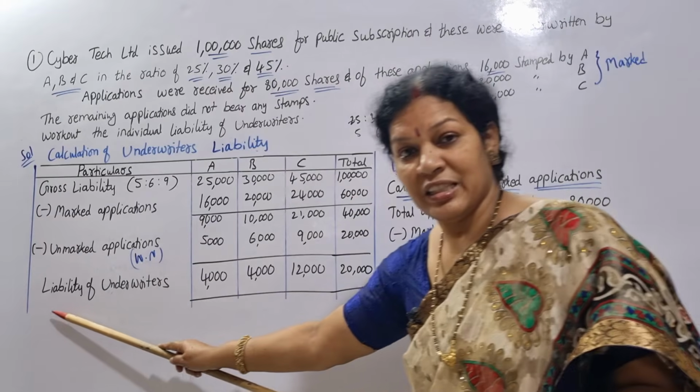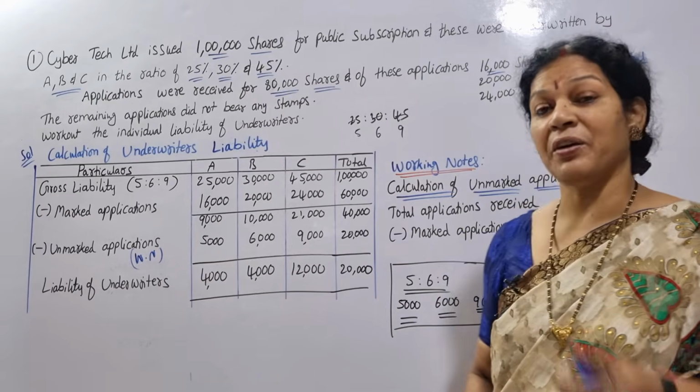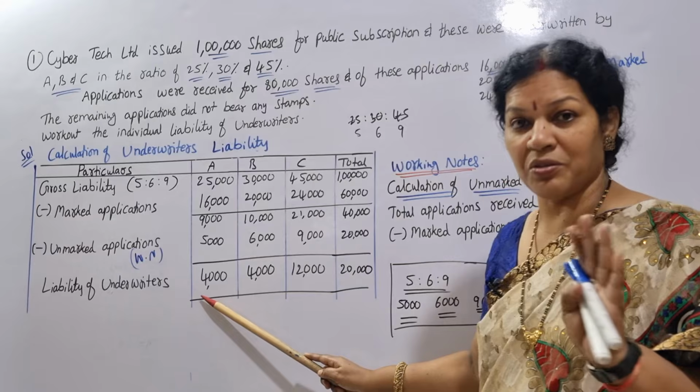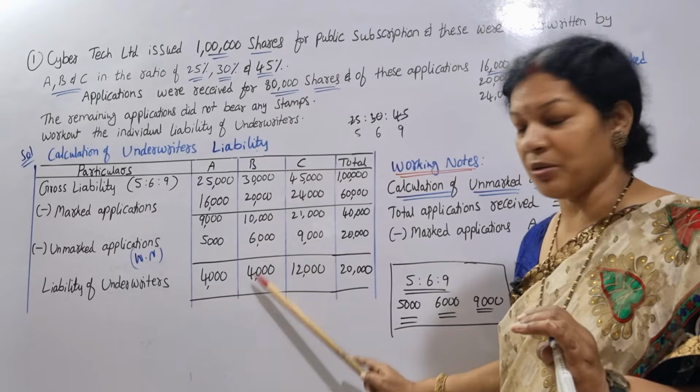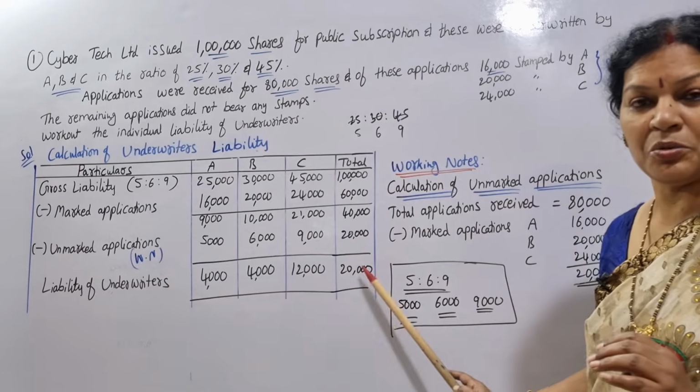So lastly, this is what we say as the liability of underwriters. Liability of underwriters, how much? A is 4,000 liability is there. B is 4,000. C is 12,000. Altogether total liability is 20,000.